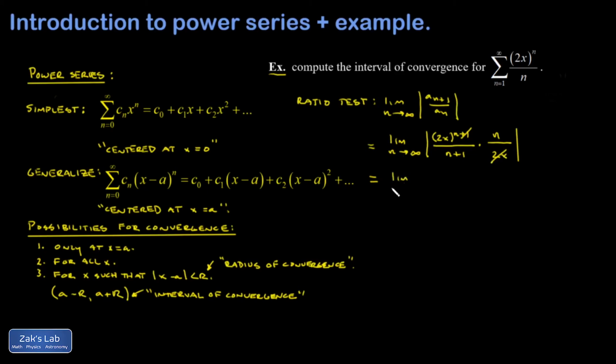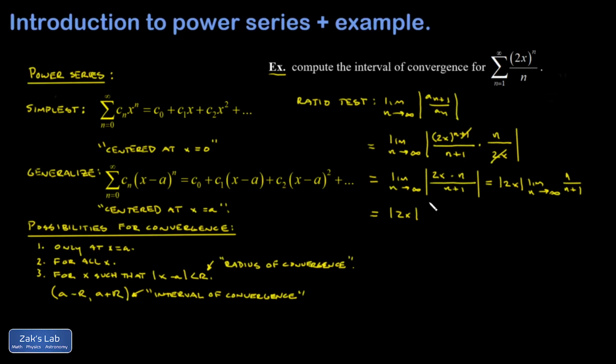And I end up with the limit as n goes to infinity, absolute value of 2x times n over n plus 1. Now one critical point here is that the x is a constant with respect to the limit. Well, the 2 is as well. And so I can take the absolute value of 2x out in front times the limit as n goes to infinity of n over n plus 1. And those are positive, so I don't have to worry about absolute value bars on those.